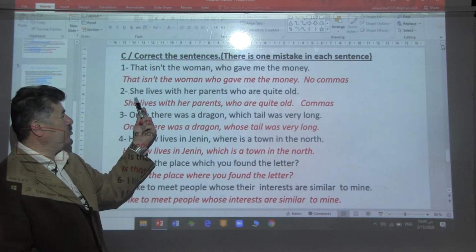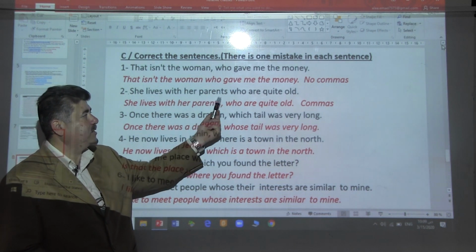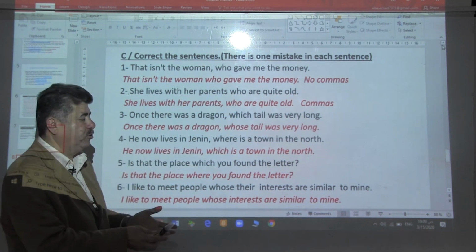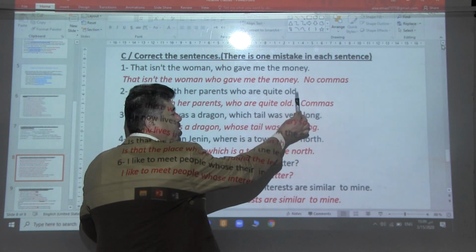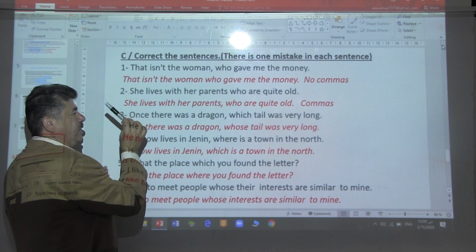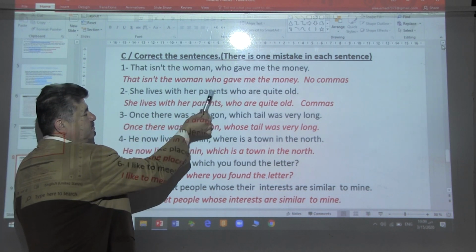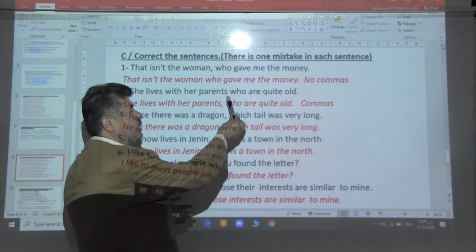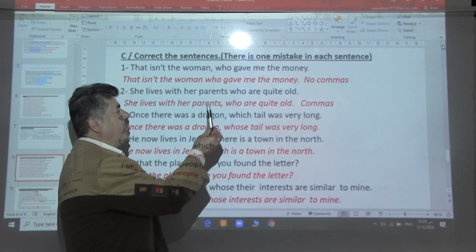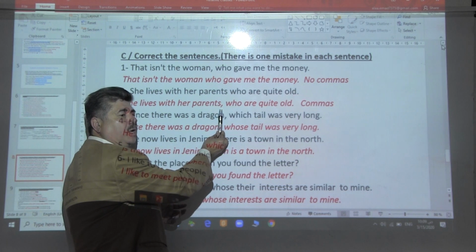A second sentence: she lives with her parents who are quite old. Now here, no commas in this sentence. But if I delete this clause, the meaning stays clear. She lives with her parents. This is a complete, meaningful sentence by itself. So this information is extra. That's why I have to put it between commas.